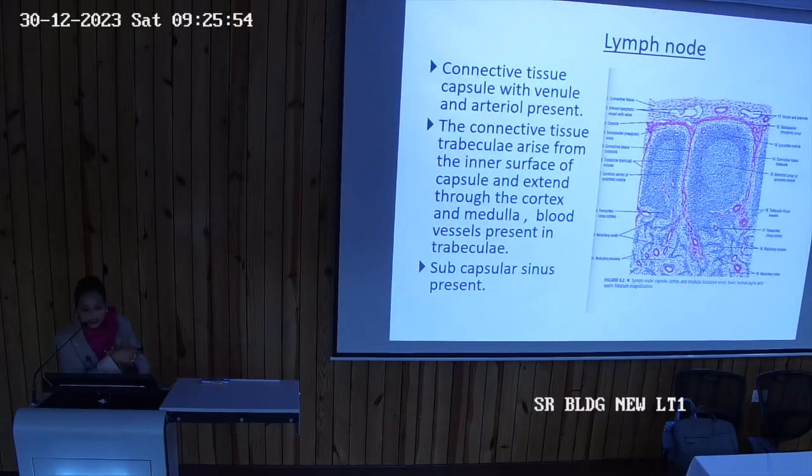So it has a connective tissue covering in the form of capsule which has these circular forms visible. What do these represent? Blood vessels. Yes, the thin-walled ones are veins, the thick-walled ones are arteries. So it consists of venules and arterioles. Now connective tissue trabeculae arise from the inner surface of capsule and extend through the cortex.